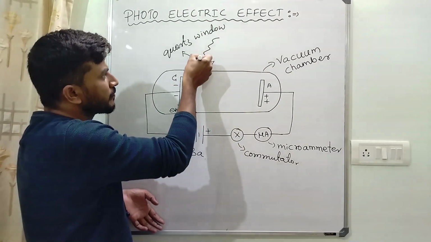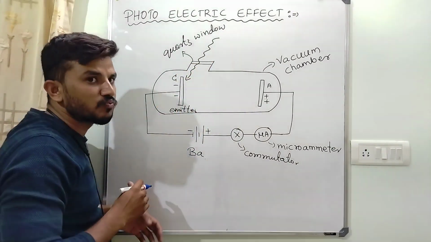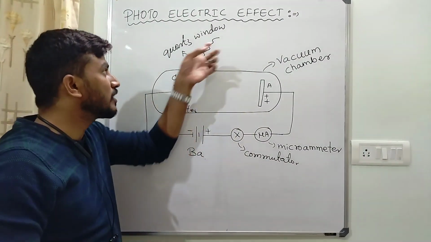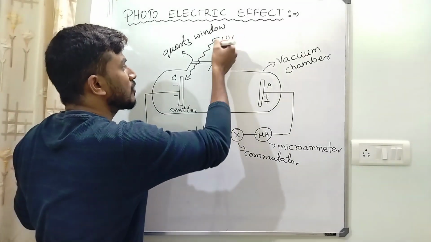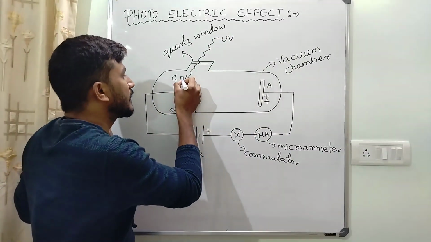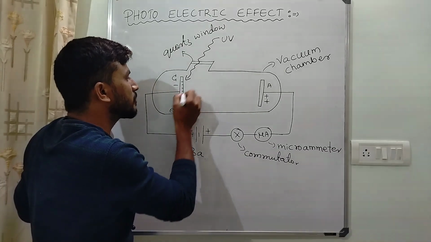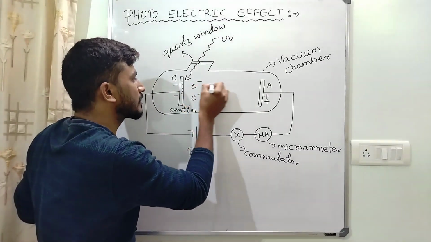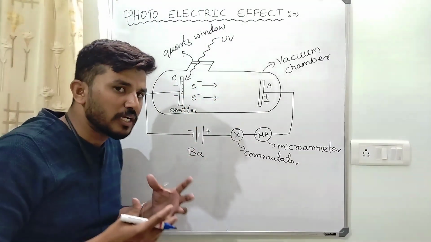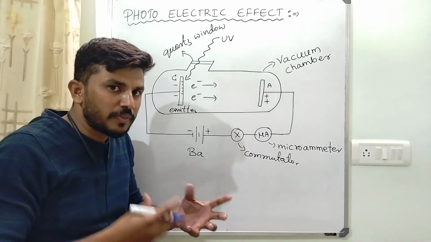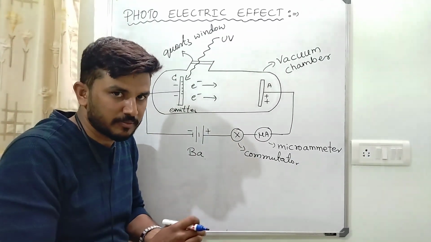When UV radiations fall on the emitter plate, the electrons present on the emitter plate get emitted. The electrons are emitted, but how do we get to know that electrons have got emitted?